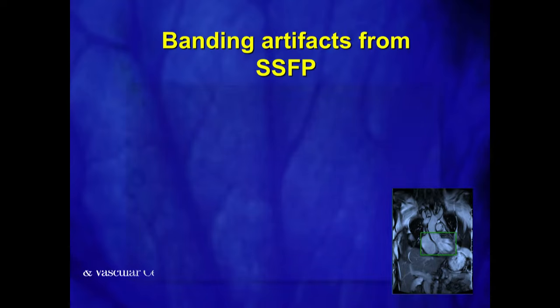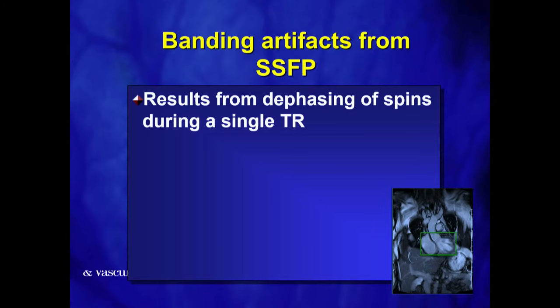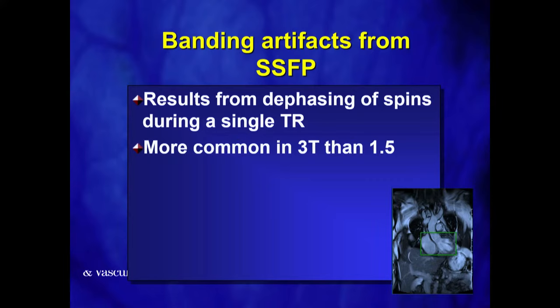With the steady-state SSFP sequences, we can actually have banding artifacts, and this basically occurs whenever acquiring multiple images during multiple repetition times. There is actually a lot of dephasing that occurs of these spins because they are subject within the magnetic field. So the stronger the magnetic field, the more likely I'm going to see those artifacts.